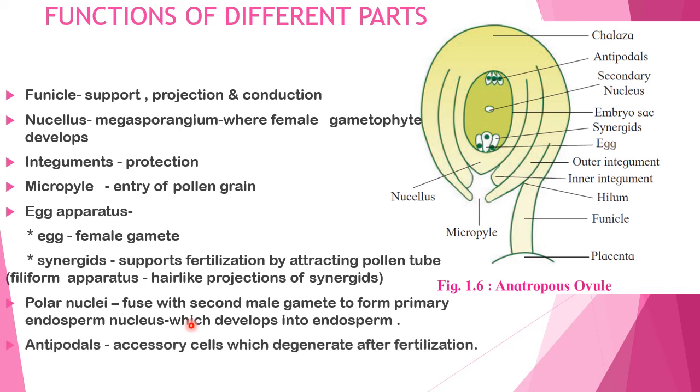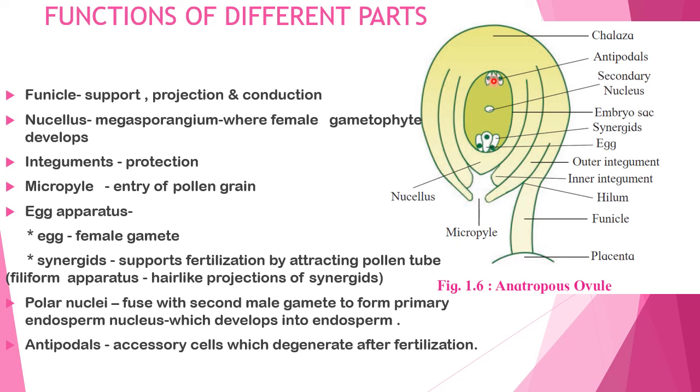Antipodals. Antipodals are the accessory cells at the end opposite the egg cell, at the opposite pole of the embryo sac. On this side is the egg apparatus, and at the opposite pole of the embryo sac are the antipodals. These antipodals degenerate, and after fertilization they have no further role.